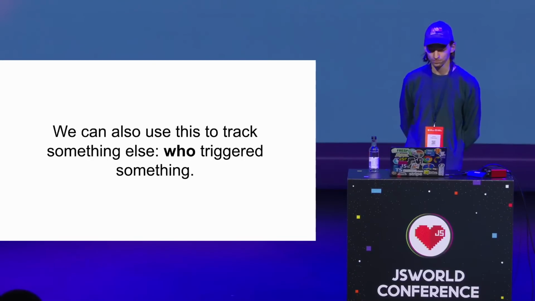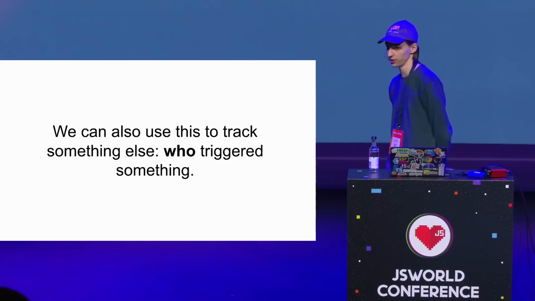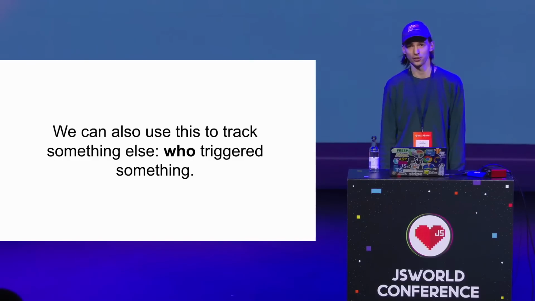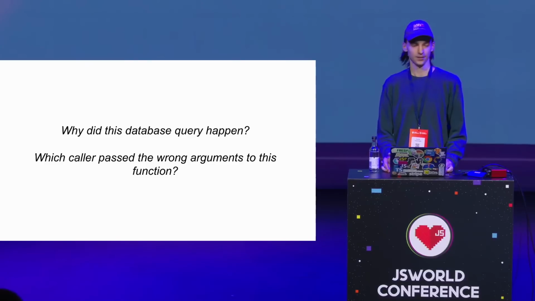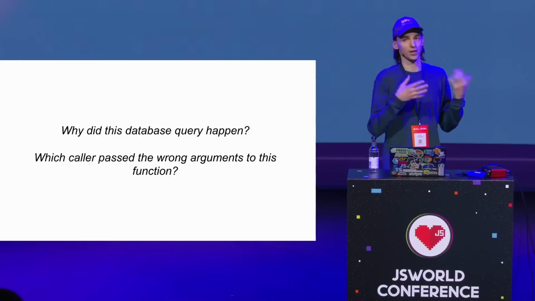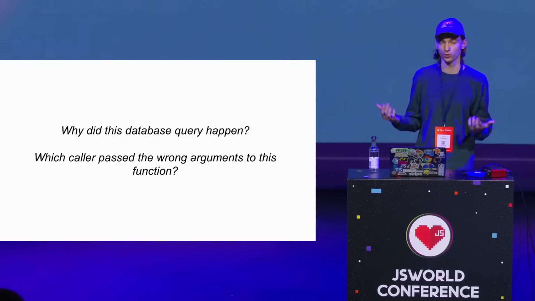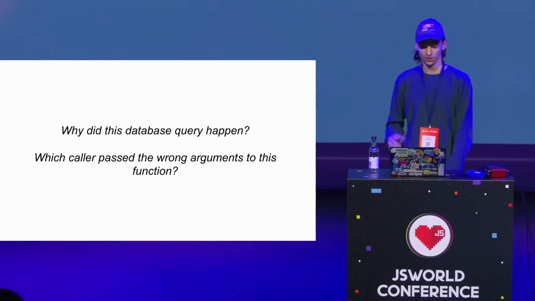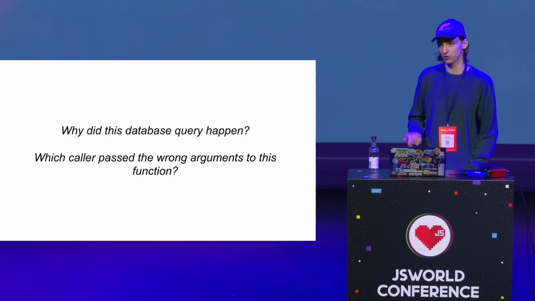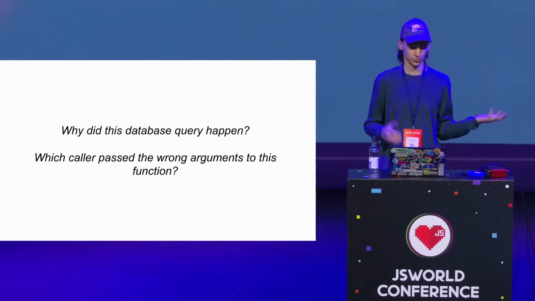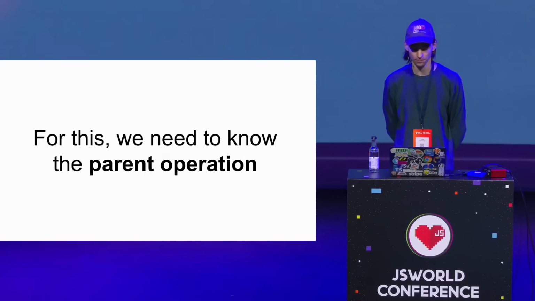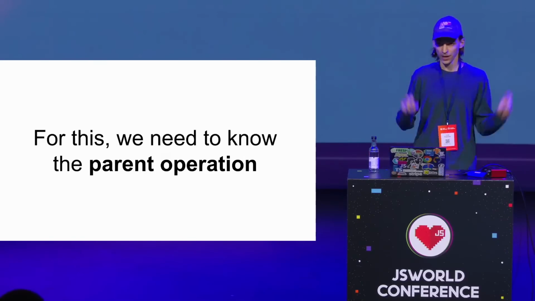So what else can we use this for? We can use this to track who triggered something. So we know which request triggered it, but if I have an error, I may want to answer questions like, why did a specific operation get started? Maybe I have multiple call sites that are both doing a database query. I want to know which one of the two call sites called my database query. And that's really useful because let's say one of the call sites passes incorrect arguments all the time. I would like to figure out which one that is. We can use the same context propagation system for this by making it figure out what the parent operation is.